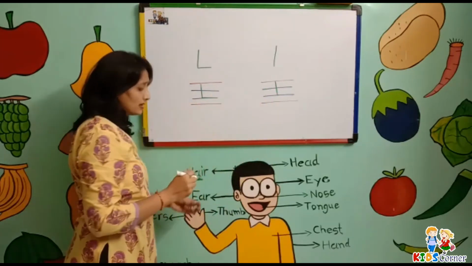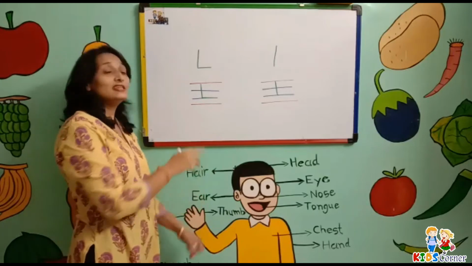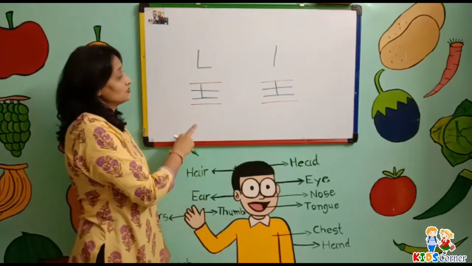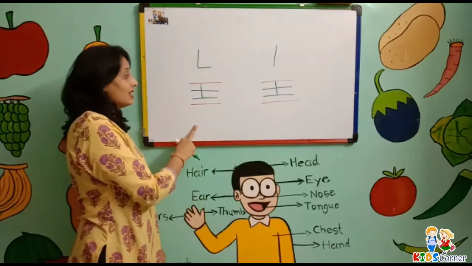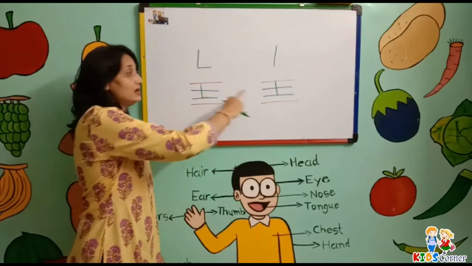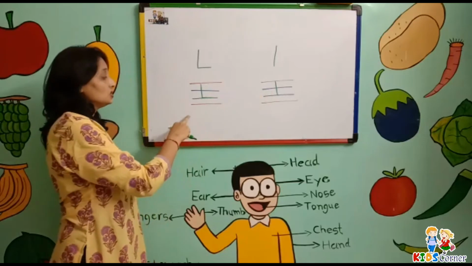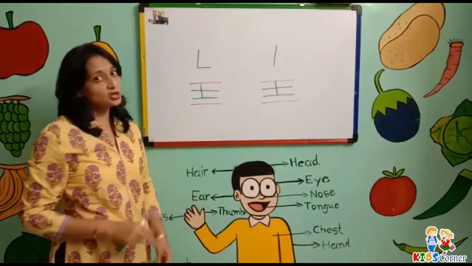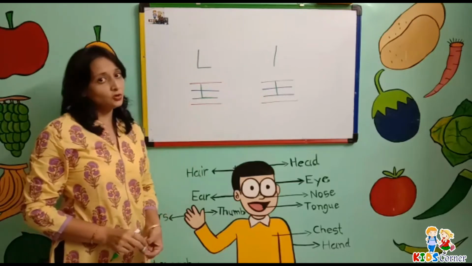Do you all know what L stands for? L is for lion, L is for lemon and L is for lizard. So, this is capital L and this is small l. So, please practice this in your worksheet and do the revision in your notebook.